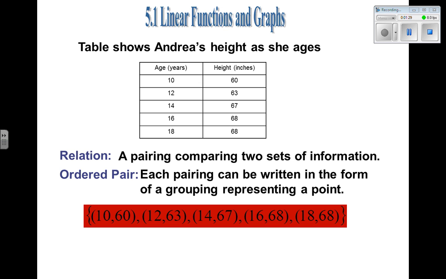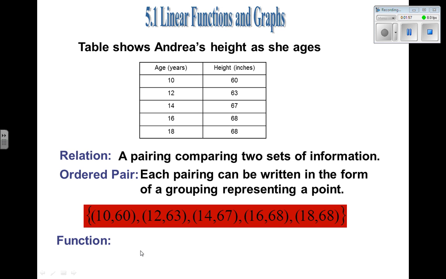And remember that all points are written inside parentheses, which obviously represents the point. You'll also see that I've taken all 5 of these points and I wrote them as a set, which means that they are inside those little squiggly lines called braces. And you are expected to include braces when you're listing these sets of points.